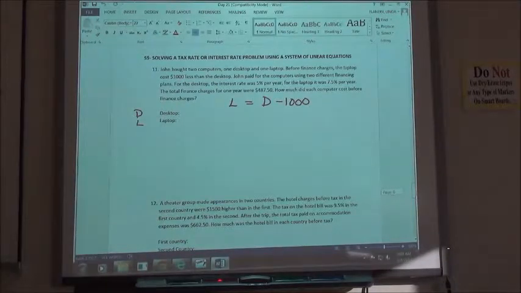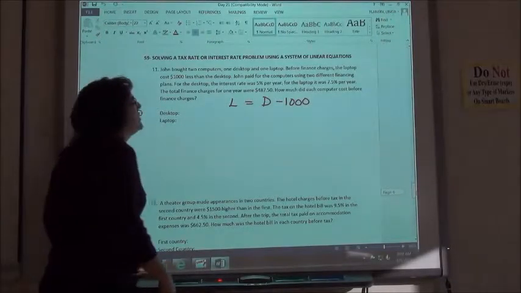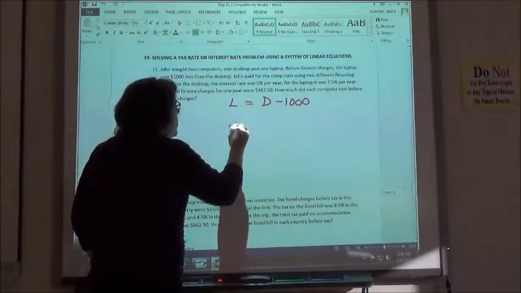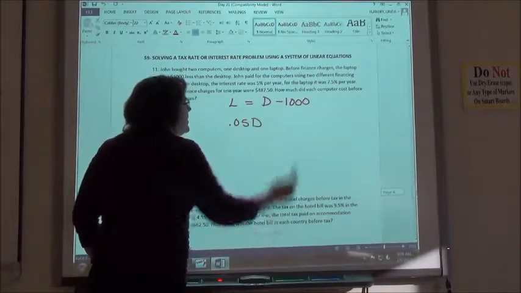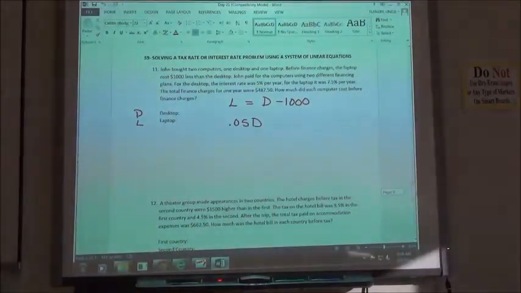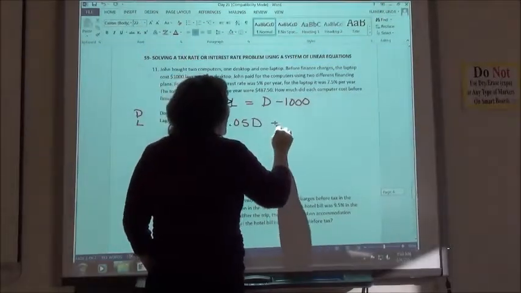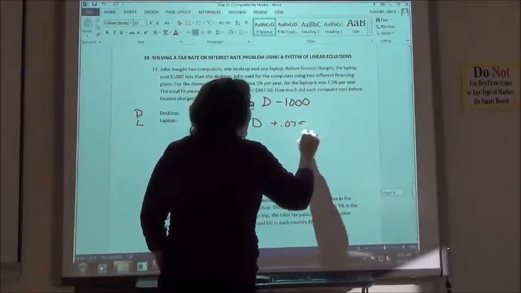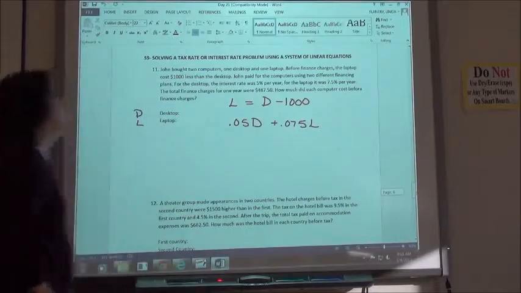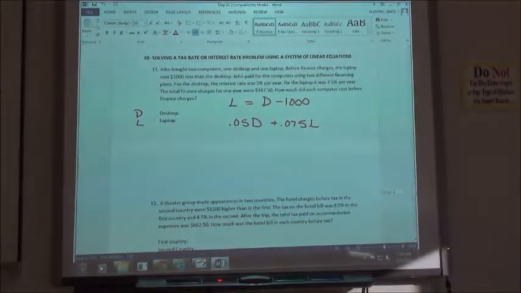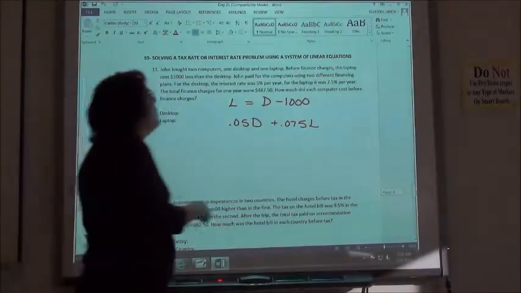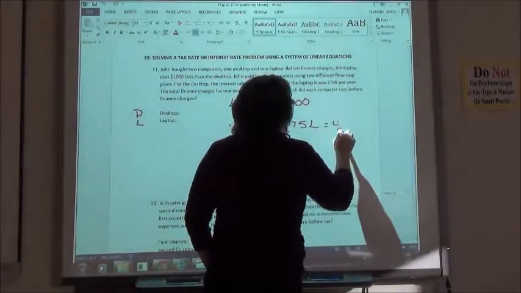John paid for the computer using 2 different financing plans. For the desktop, the interest rate was 5% per year. So I'm going to have 0.05, 5% of the price of my desktop, D. For the laptop, it was 7.5% per year. So 0.075 on my laptop was the interest. The total finance charges, or the total interest for 1 year, was $487.50.